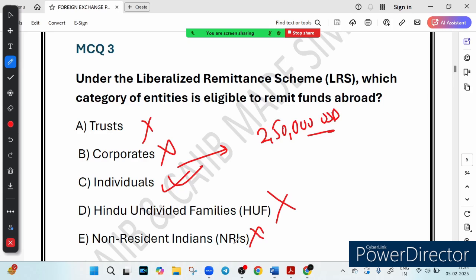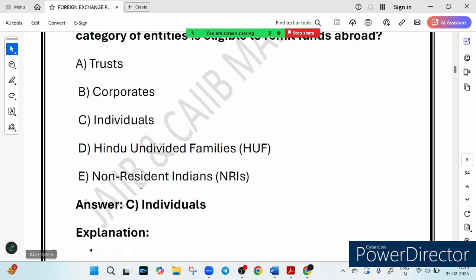So what do we learn from this question? See, every question has a learning. We must learn. We don't treat an MCQ as just reading the question and getting the answer. No, every question teaches something, because sometimes a different question can be framed based on the learning we have. So the first thing we learn is that LRS only allows resident individuals, right? And the limit is how much? $2.5 lakh per year.